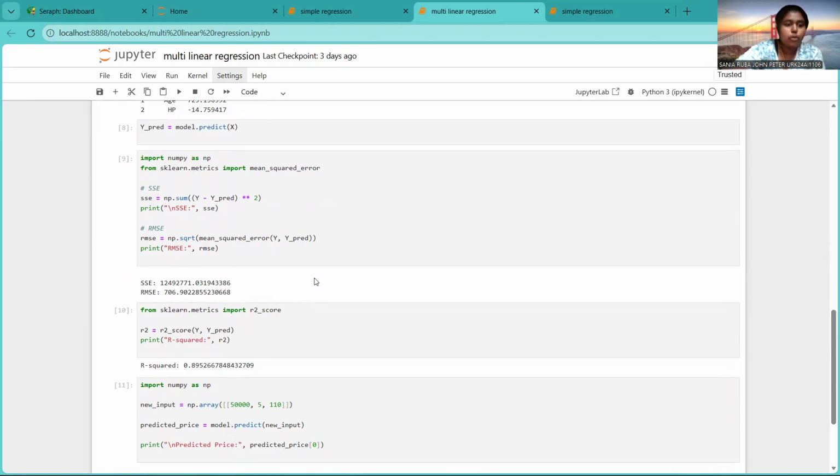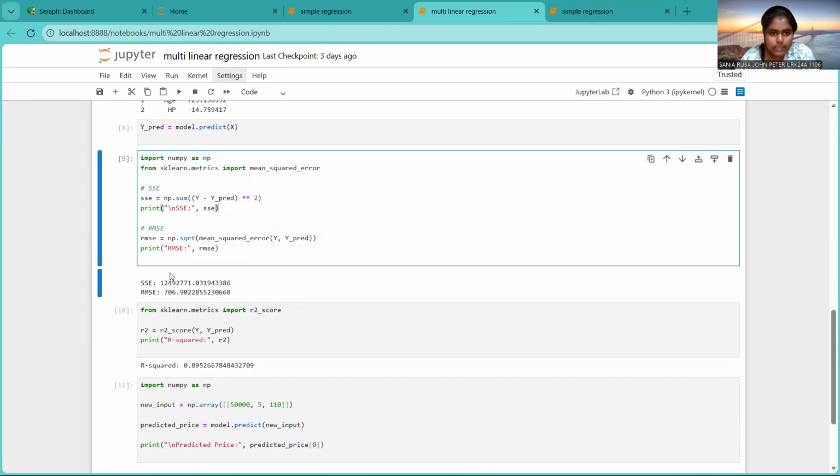Next, I'm going to predict Y. For Y prediction, I'm going to use model.predict. After training on the data set, we use model.predict to get predicted prices. Next, I'm going to calculate the SSE, the sum of squared errors between actual and predicted values. I calculated this, and I've got the SSE and also the RMSE values here.